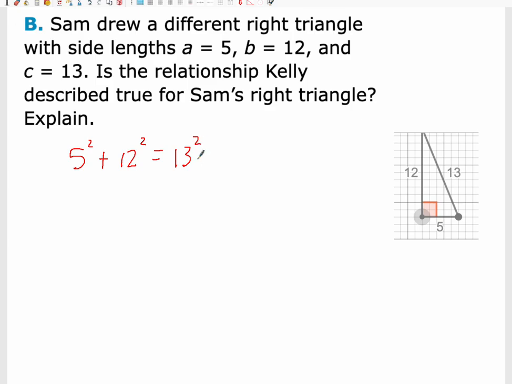So 5 squared is 25. 12 squared is 144. And 13 squared should be the same thing as 25 plus 144. 13 squared is 169. 25 plus 144 is 169. They equal the same thing. So that checks. That's exactly what happens when we have this one.